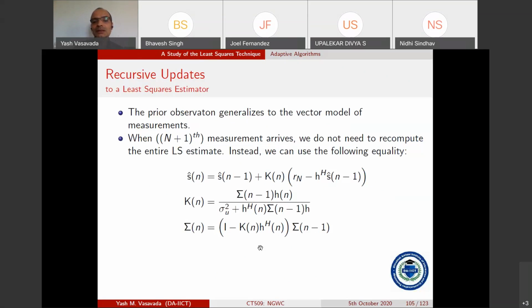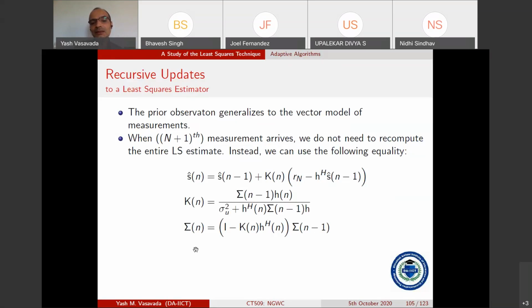So this is in general what is known as the recursive least squares. The idea of recursive least squares is also powerful, and it allows us to obtain the least square solution when the data is coming in a sequential manner, in a timed sequential manner.